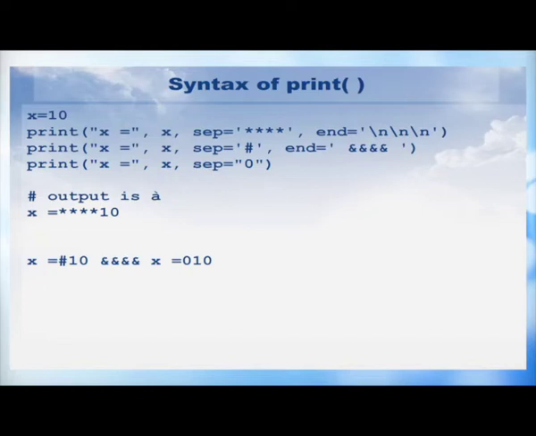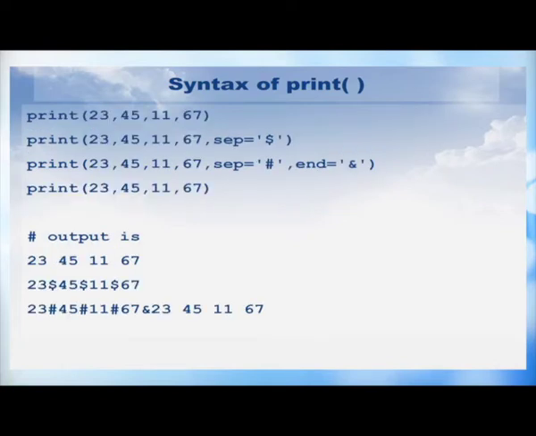Following that, the next print statement prints x is equal to and x with the separator hash, and following that the value of x with the end character as 4 and symbol. Then following that we have the third print statement. Here also you can see a few examples of how to use print statement along with some separators and end symbol, and also notice the output.